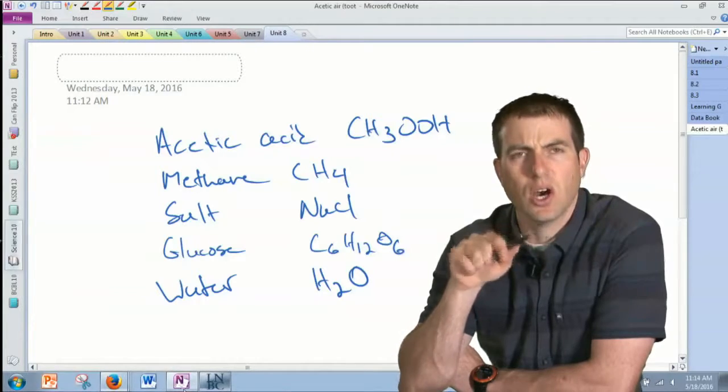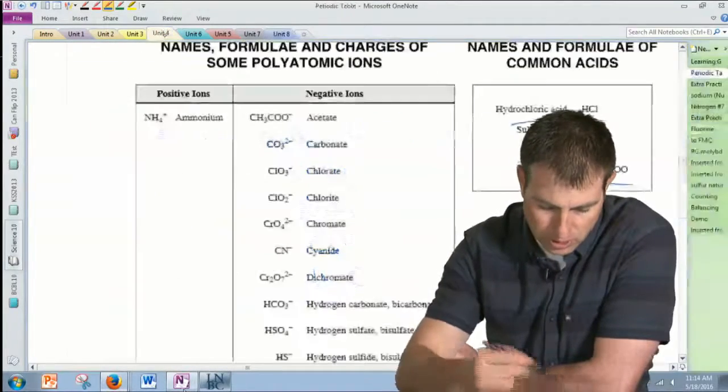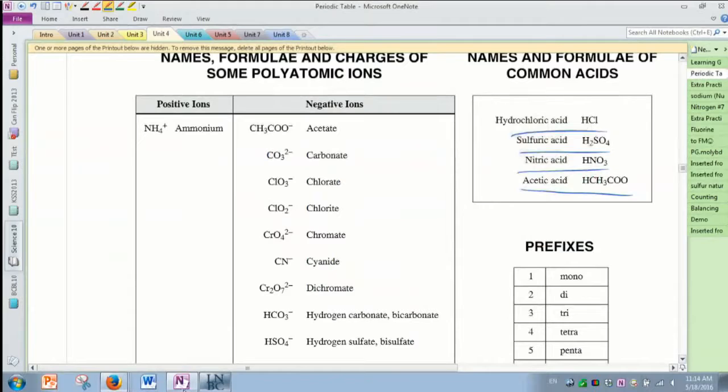As long as you know the common acids out of the data booklet in Unit 4, so hydrochloric, sulfuric, nitric, acetic, you should be okay in terms of Science 10. So you get those, that's good.